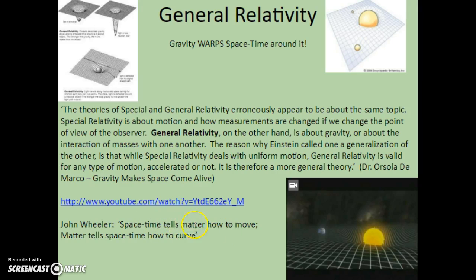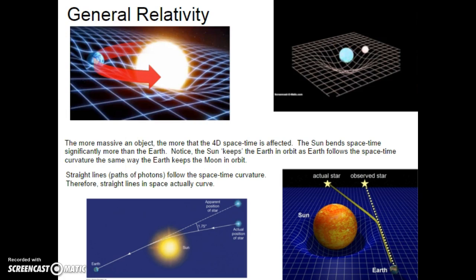Here's an interesting phrase I want to make sure you understand. Space-time tells matter how to move. Matter tells space-time how to curve. So let's apply that to a couple pictures. The sun, very, very massive, curves its space-time around it. And the Earth, because it's in motion, it has inertia, it's simply following this wave, this gravitational wave of the curved space-time around the sun.